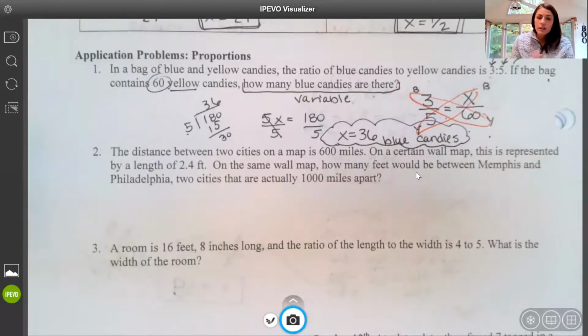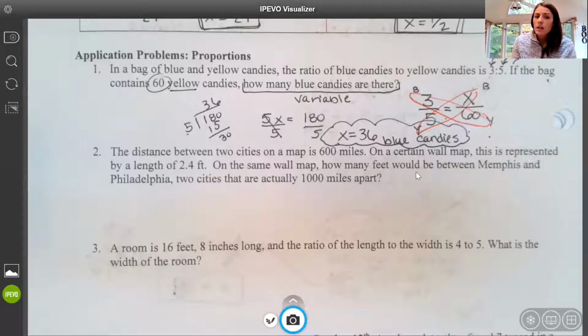So a lot of times we see ratio and proportion on maps and scale factors on maps or diagrams. The distance between two cities on a map is 600 miles. On a certain wall map, this is represented with a length of 2.4 feet. On the same wall map, how many feet would be between Memphis and Philadelphia, two cities that are actually 1,000 miles apart? Okay, so there's two ways that I could set this up.